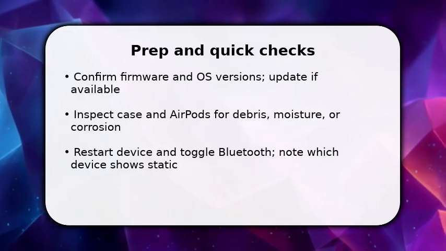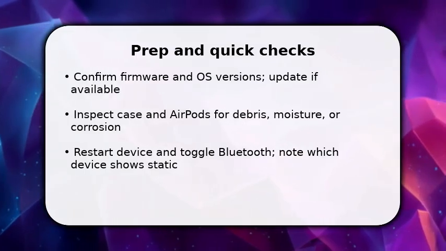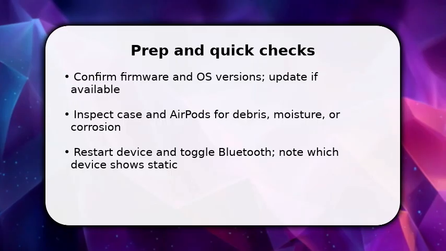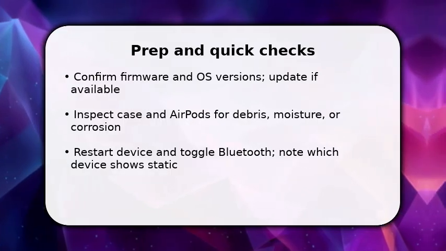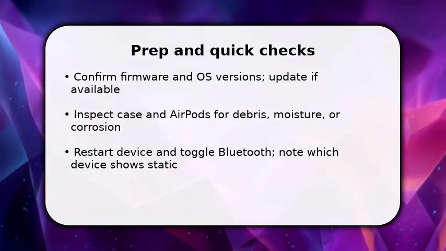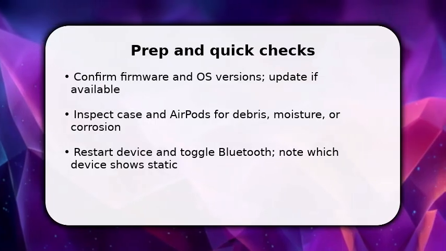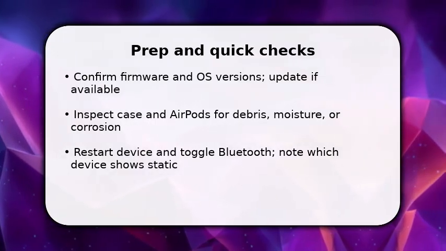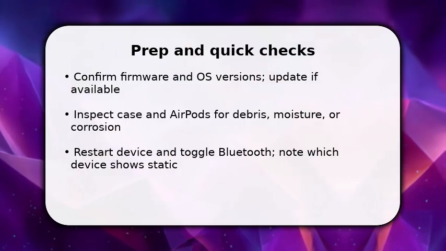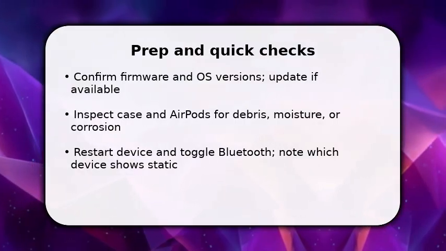Enjoy the video. You start by confirming firmware and phone OS are current because many static issues are fixed in updates. Once done, inspect the AirPods in case for lint, moisture, or corrosion that can cause poor contact. Next, restart the paired device and toggle Bluetooth. This clears transient radio glitches.